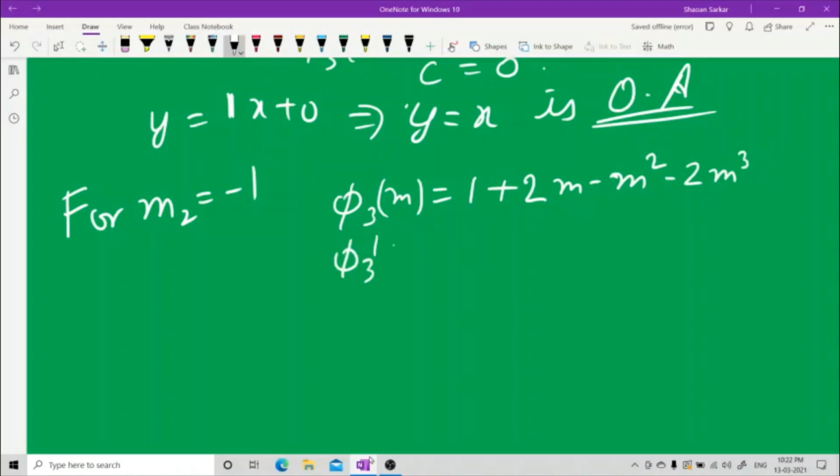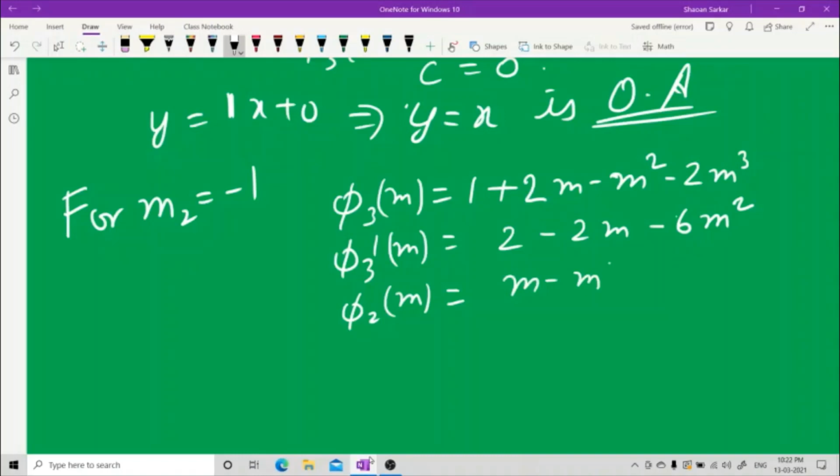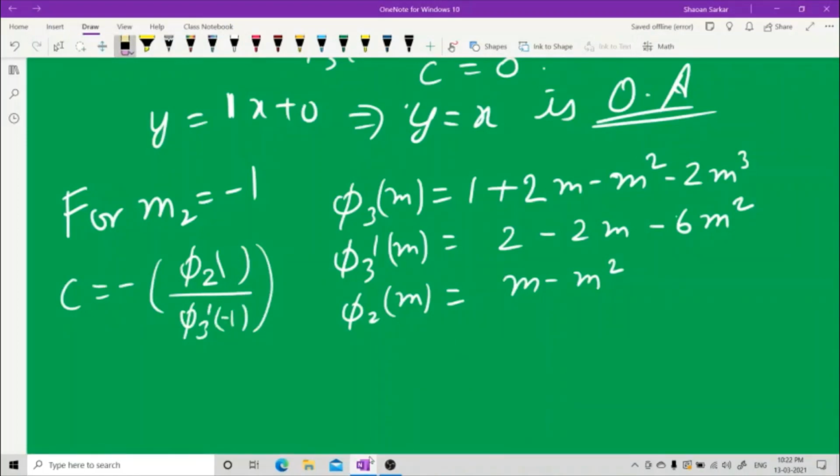phi 3 dash m, the derivative, that is 2 minus 2m minus 6m square. Now phi 2m is nothing but m minus m square. Now you need to find C, which is minus phi 2 at minus 1 upon phi 3 dash at minus 1. Wait, let me write it properly. This is at minus 1.